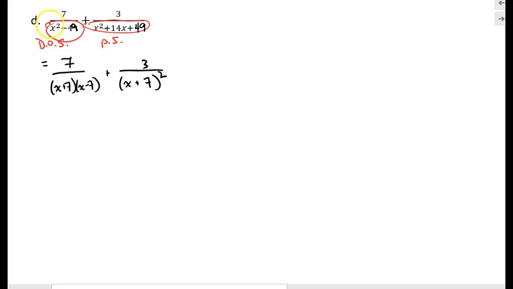Okay, so now that I've factored, same process, non-permissible values. In this case, it's still dealing with only two numbers with opposite signs, so x can't be positive or negative 7. My lowest common denominator in this case is going to be a little bit more complicated.